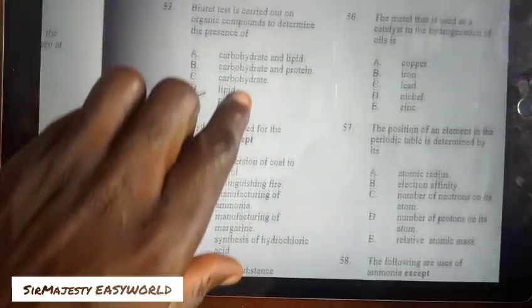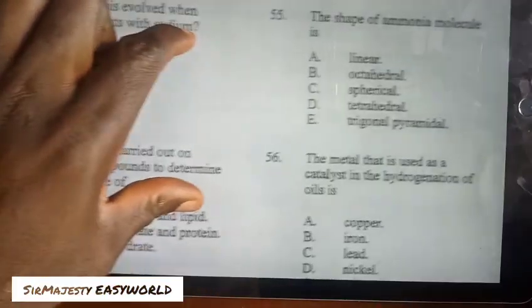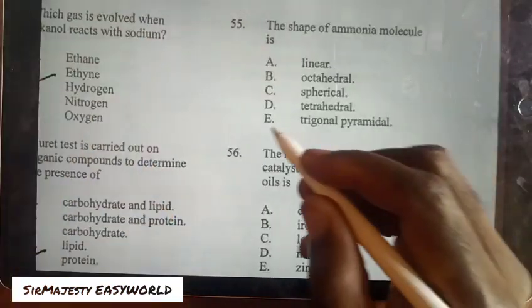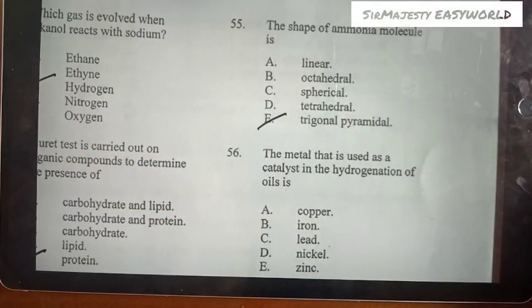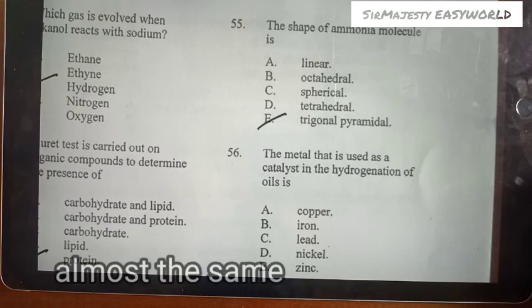Whenever the liquid state is skipped, you call it sublimation. Then 55 says the shape of the ammonia molecule is trigonal pyramidal. So linear is for CO2. Remember, octahedral is not for diamond. I think diamond is tetrahedral, but octahedral is the shape of sulfur.